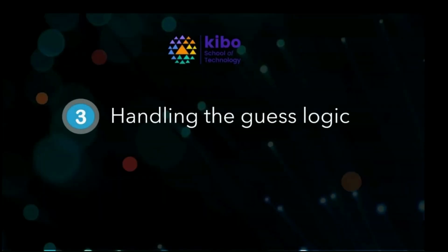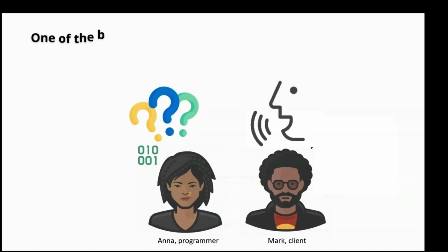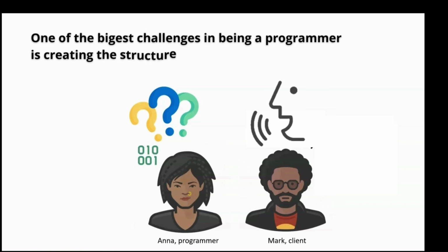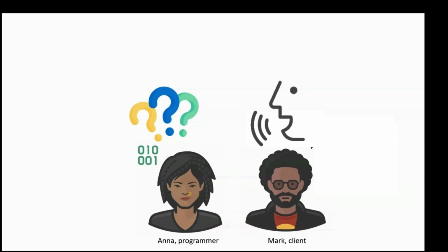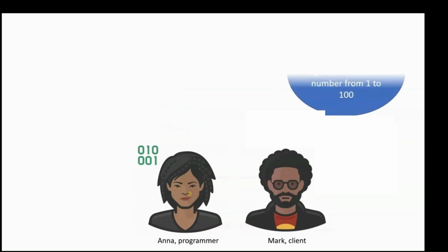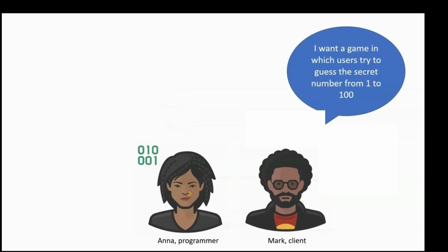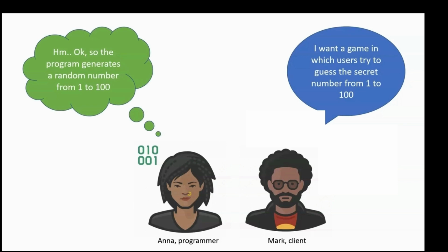Handling the guess logic. One of the biggest challenges in being a programmer is creating the structure of the program based on a client's request, or in other words, translating the client's words into programmer's code. So let's put the guessing game assignment into a client and programmer situation. So this is Mark, and he wants you to create a game in which users try to guess the number from 1 to 100. What this means is that the program should generate a secret number.